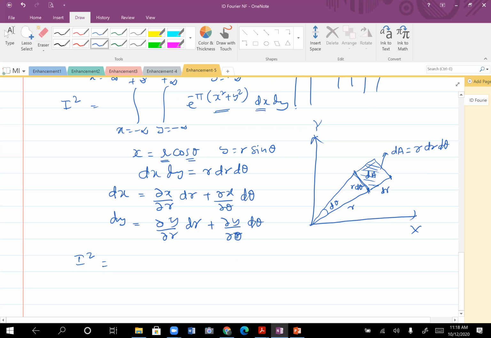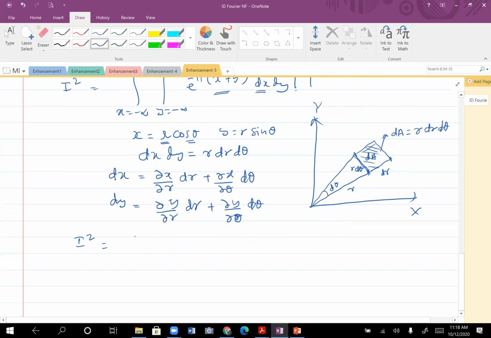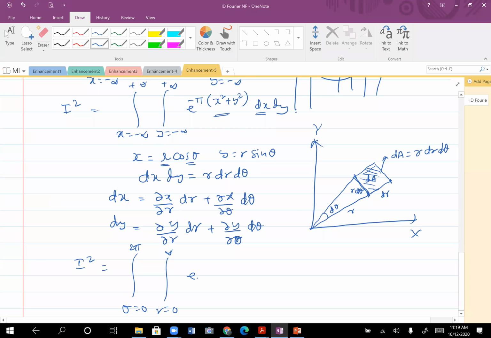So my I square would be equal to, now what would happen with this, your theta would be varying from 0 to 2 pi. You are varying the theta from 0 to 2 pi. R would vary from 0 to infinity. And here you have e power minus pi times, what do you get there?